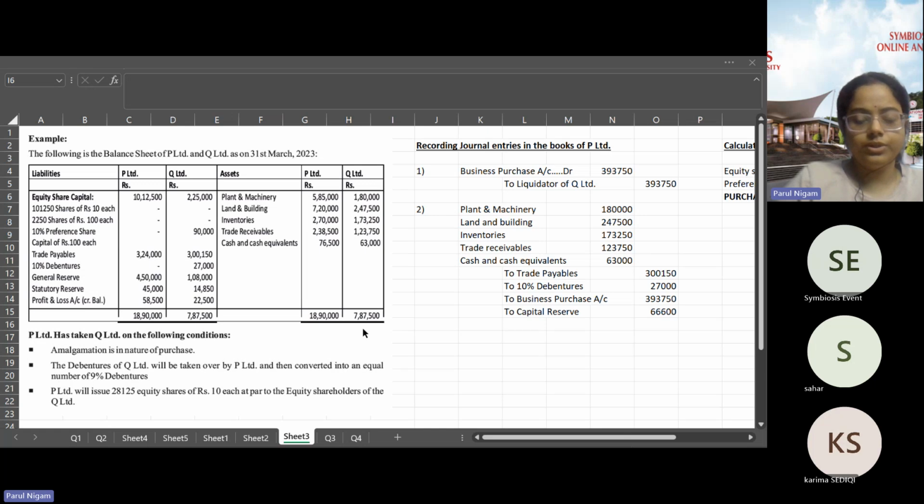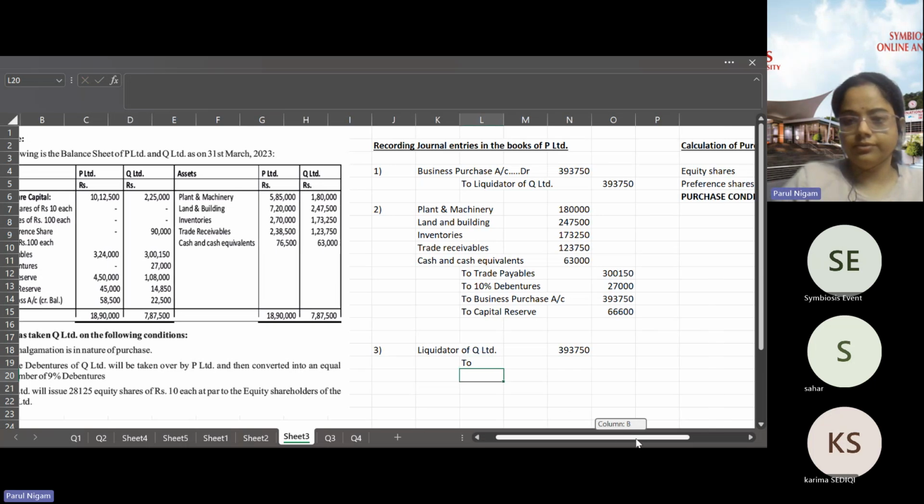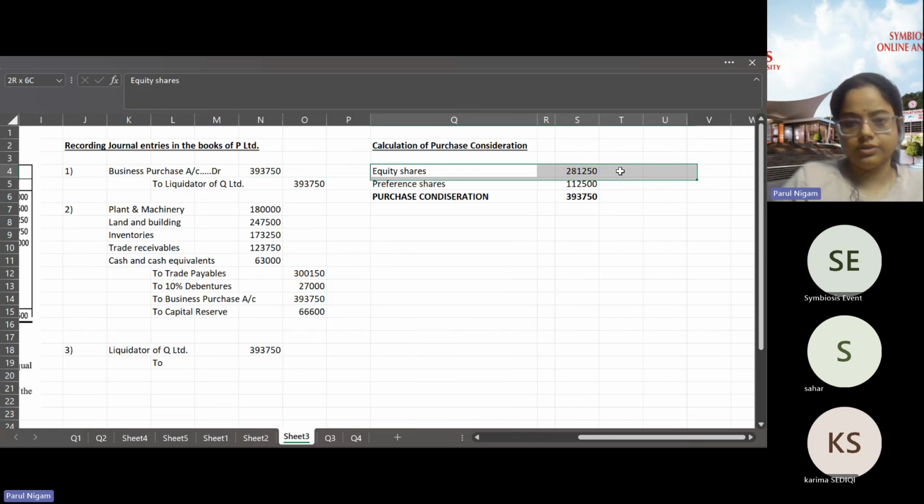Okay, now we are going to pay off the purchase consideration. So when we are paying off the purchase consideration, first we are going to debit this account, which we have earlier credited, liquidator of Q Limited. It is 3,393,750. Okay. To share capital, what we are going to issue, you can see from that working of consideration. We are issuing equity shares and preference shares, right?